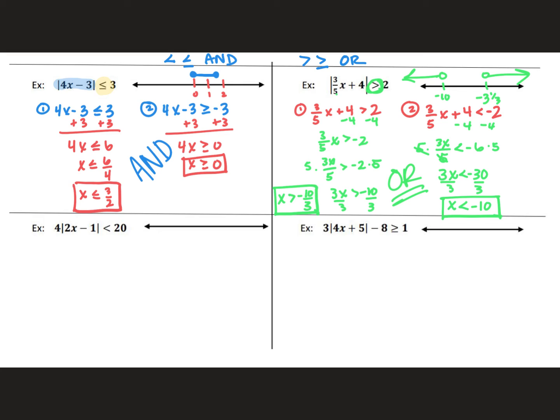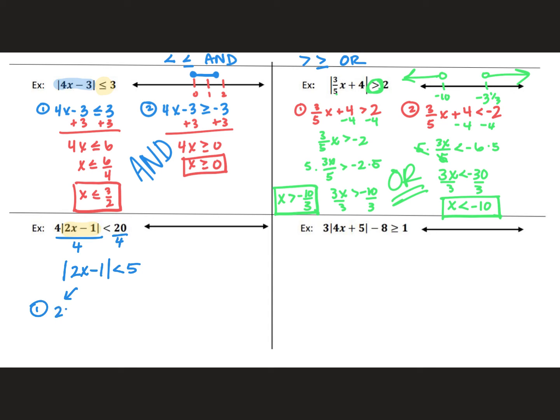For the next 2 examples, it's the same process. The only difference is I do have to do a little bit of work before I break them into 2. So on this next one, you can't break them up into 2 until you have the absolute value bars as the only thing on the left-hand side. So for this one, the first thing I would do is divide both sides by 4. So then I would have the absolute value of 2x minus 1 is less than 5. And now that I have the absolute value bars the only thing on the left, I can break them up.